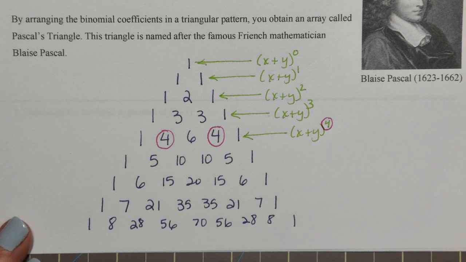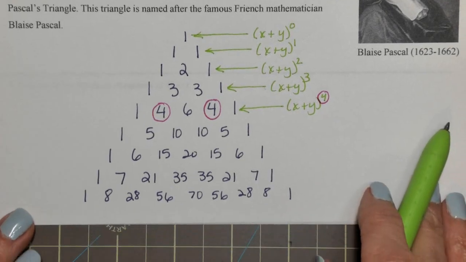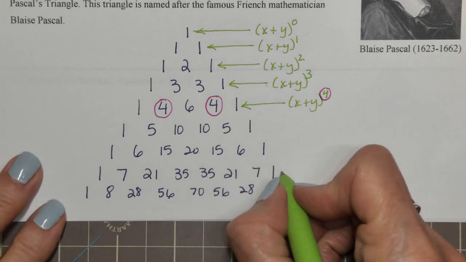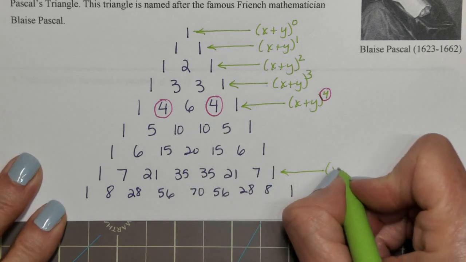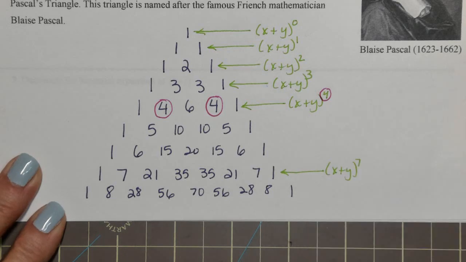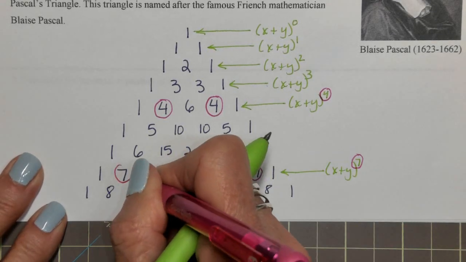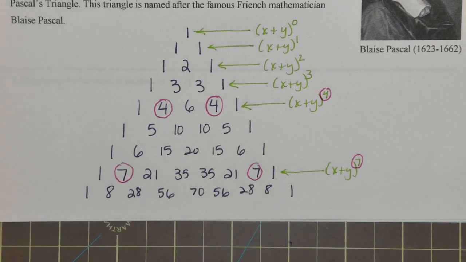So if I wanted the binomial expansion for x plus y to the 7th power, I would go to this one, because it has the 7s in it. And Pascal's triangle is pretty quick to write. Quicker to write than it is to multiply out a bunch of factorials.